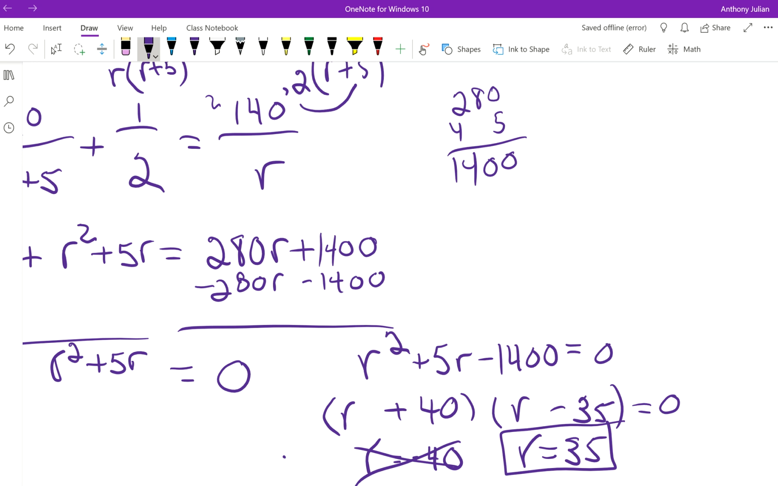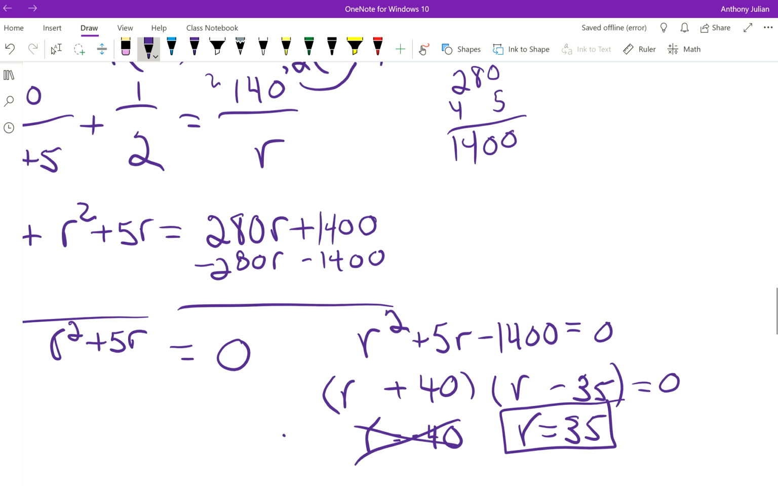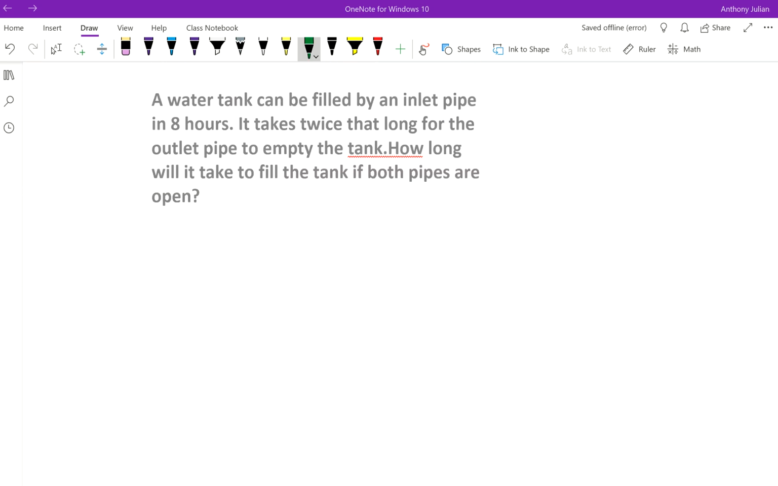Now I believe I have one more, and that has to do with our work problem. Let me find that. Okay, and here it is. A water tank can be filled by an inlet pipe in 8 hours. It takes twice that long for the outlet pipe to empty the tank. How long will it take to fill the tank if both pipes are open? All right, so what do we got here? Let's talk about our setup here.